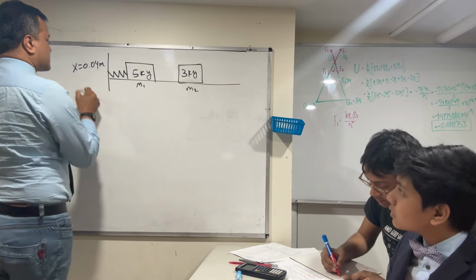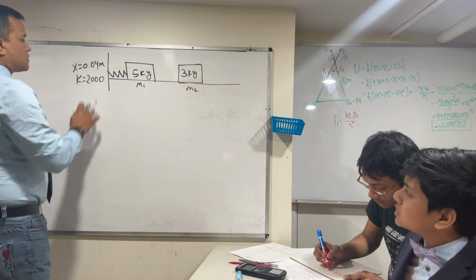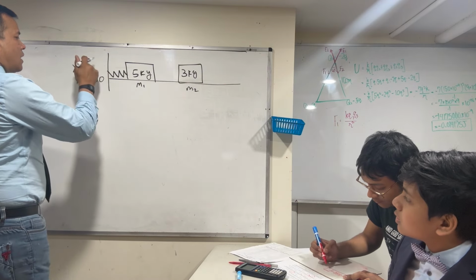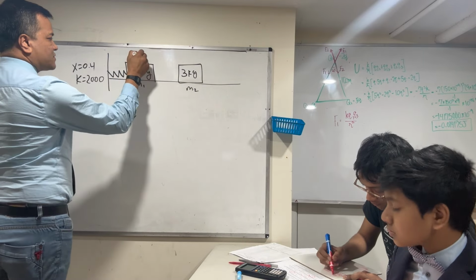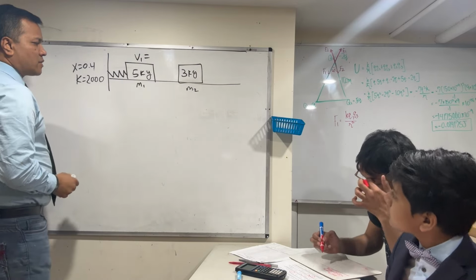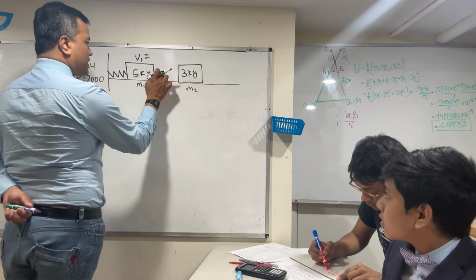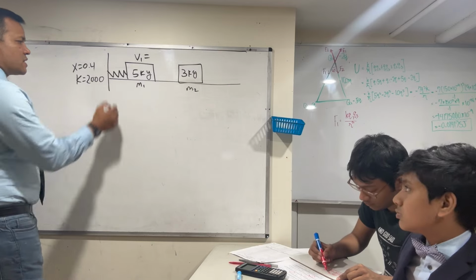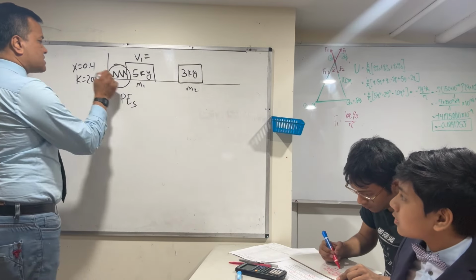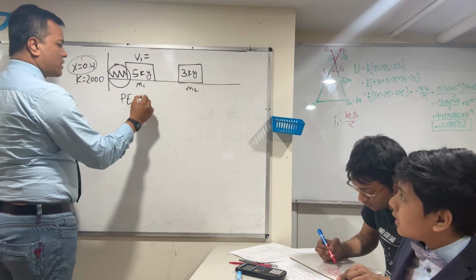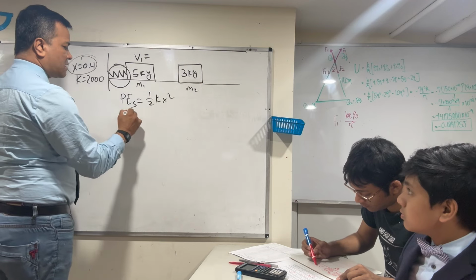What is the spring constant? 2000 newtons per meter. And it's compressed 0.4. All right, so we want to find the velocity of mass 1, right? Mm-hmm. This one has lots of potential energy, because the spring is compressed. Yeah. What does that mean? Half kx squared.